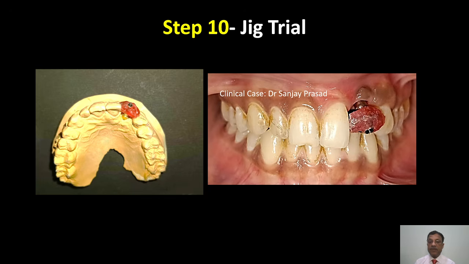Now in step 10, we do a jig trial. This step is also very important, because in jig trial, we ensure that the cast which we have prepared and the abutment which we are using is in a correct position as it is in the patient's mouth, so that when we place the final prosthesis, there will be less problem. So we have to ensure that jig trial is done properly to avoid future problems during the final prosthesis insertion.